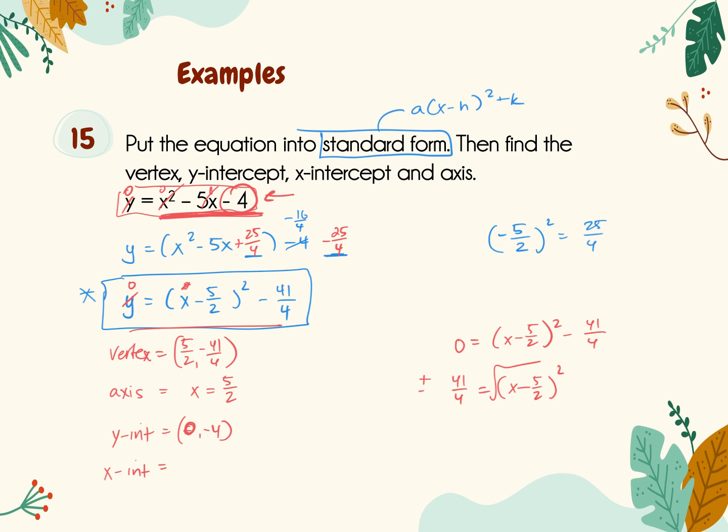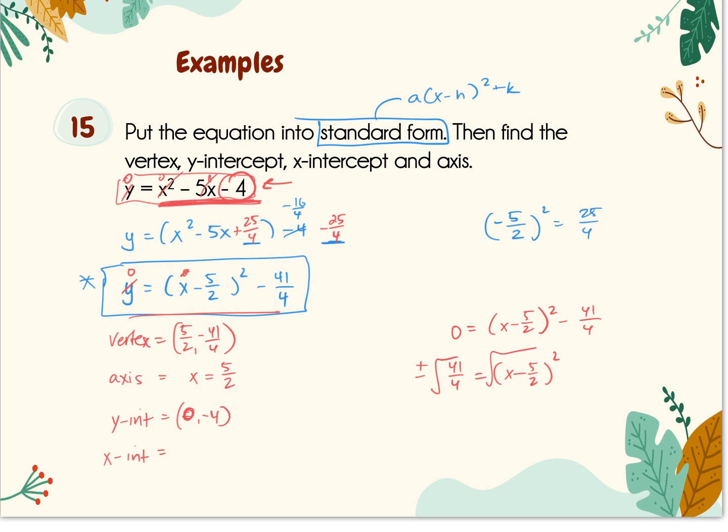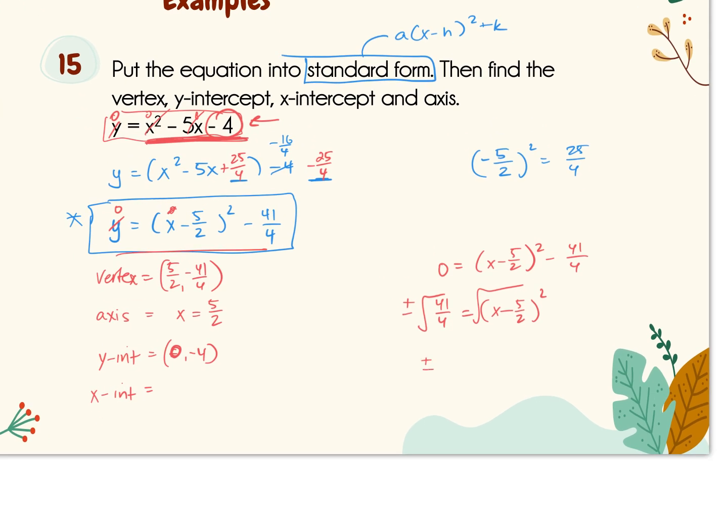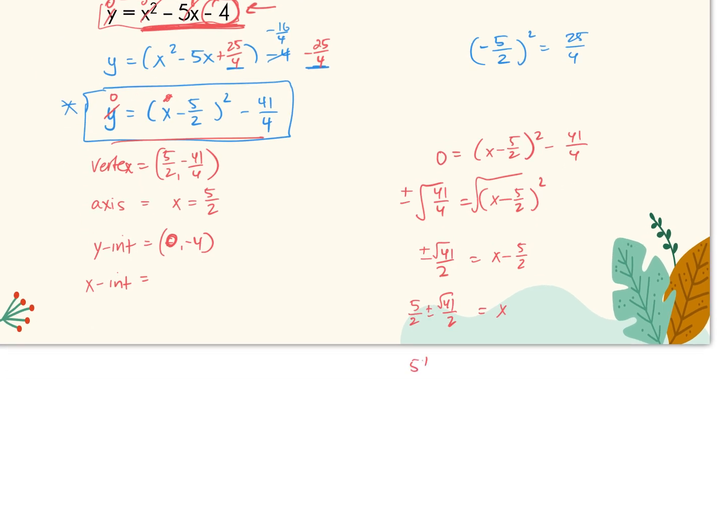Then I take plus or minus the square root of the left and the square root of the right. And I'm going to get plus or minus the square root of 41 over 2. And over here, I get x minus 5 over 2. So I'm just going to add 5 halves to both sides. 5 over 2 plus or minus square root of 41 over 2. And I could consolidate it to 5 plus or minus square root of 41, all over 2. So my x-intercept is 5 plus or minus radical 41 all over 2, and 0.